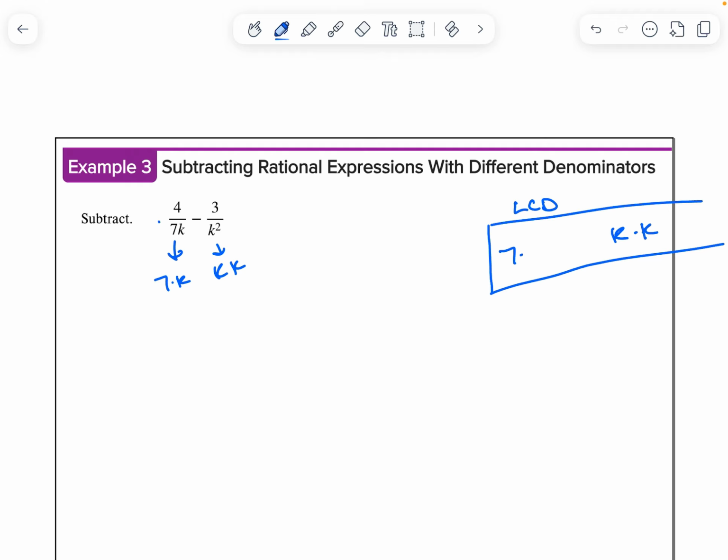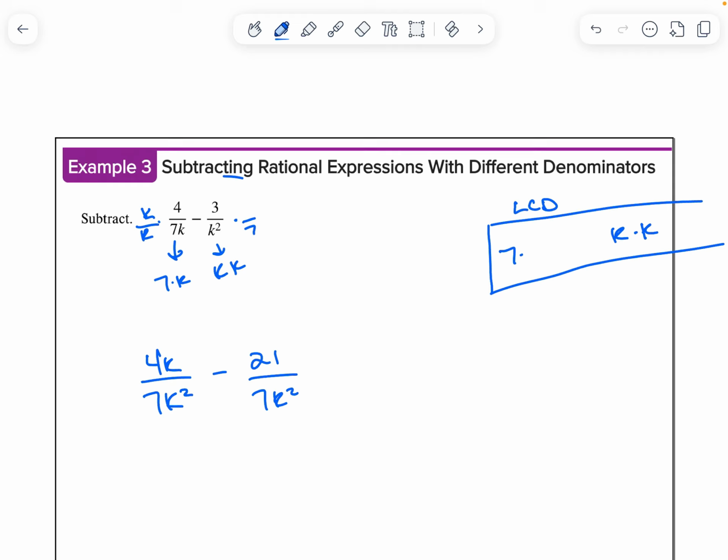So I'm going to multiply this fraction by k over k. What am I missing here? I have a k and a k. I'm missing a 7. You see that? So I'm going to multiply by 7 over 7. And what we have after we do that is 4k, I'm just multiplying this stuff, 4k over 7k squared. Keep my minus sign. Now I'm going to multiply this stuff, 21 over 7k squared.